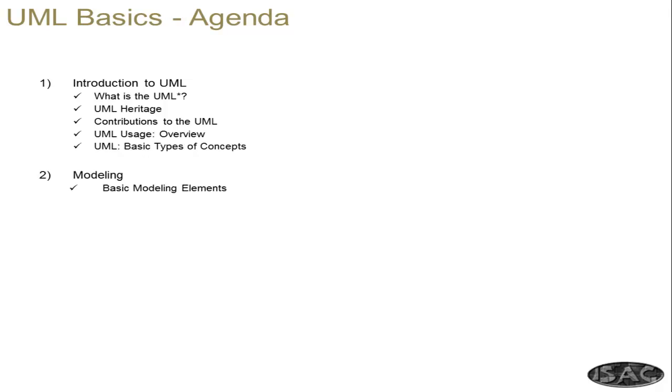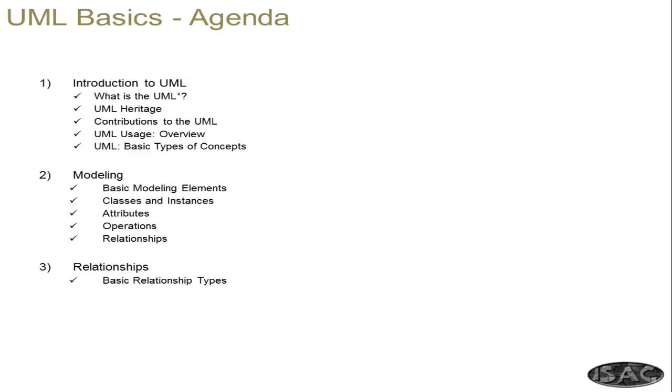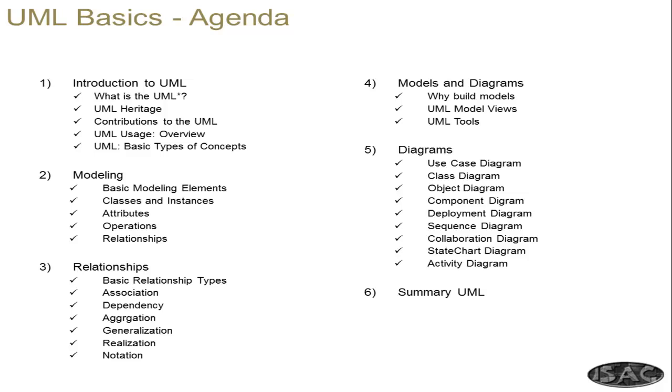So the agenda for this UML course is, first we'll start with an introduction to UML. What is UML? We'll understand the modeling concept, what the heritage is, how it started, and who all have been contributing to the UML overview, and then modeling. What are the basic modeling elements, like classes, instances, attributes, operations, and relationships. Then we'll go a little deeper into the relationship concepts in the model. What are the various kinds of relationships? Association, dependency, aggregation, generalization, realization, notation. So these are the various kinds of relationships.